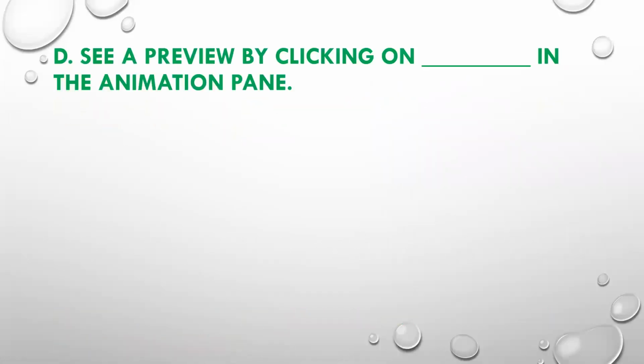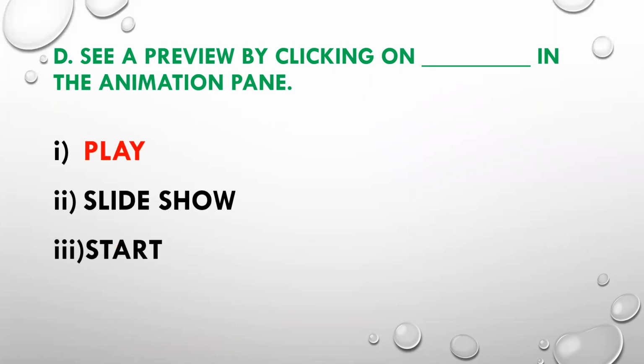Next, question number D. See a preview by clicking on dash in the animation pane. And the options are play, slideshow, and start. So when we have to preview in the animation pane, we are clicking on the play button. Okay, the correct answer is play.